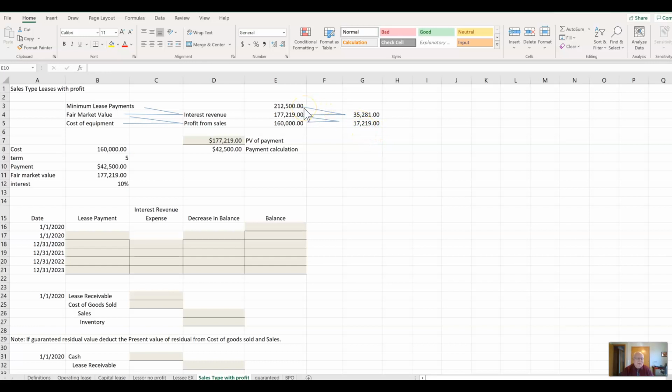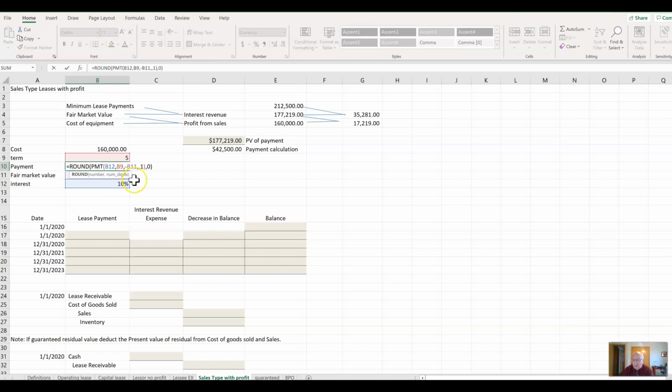It's 212,500. I don't think this applies to this one anymore because I've changed it. But on this one, what we had is the cost of the equipment was $160,000 to make the equipment. So we have $160,000 in it, and we have a lease for 5 years, and we're paying $42,500 each year for it. And there's how you calculate the lease payment.